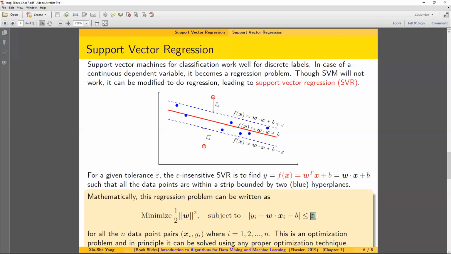That epsilon is the tolerance that we initially defined. And then again, this is apparently an optimization problem, and you're able to use optimization techniques to solve the problem.